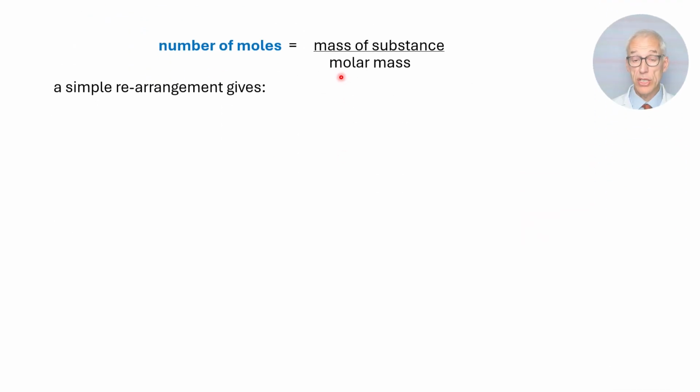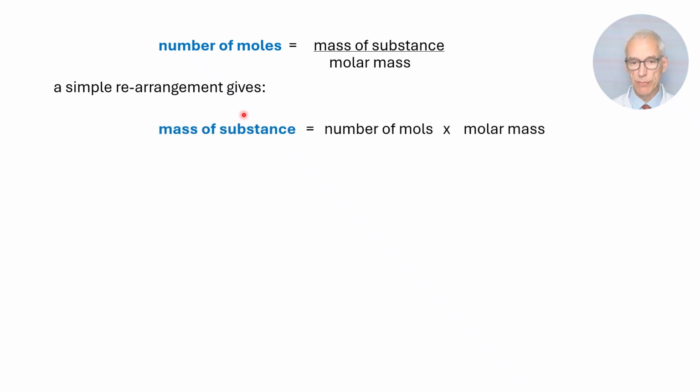Starting with the equation from the previous slide, numbers of moles equals mass of substance divided by molar mass. We can rearrange. Multiply both sides by molar mass gives us the mass of substance is equal to the numbers of moles times the molar mass.